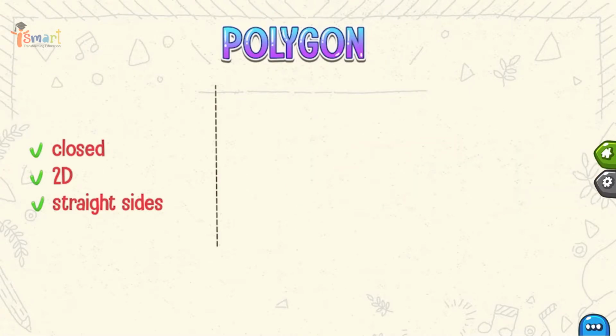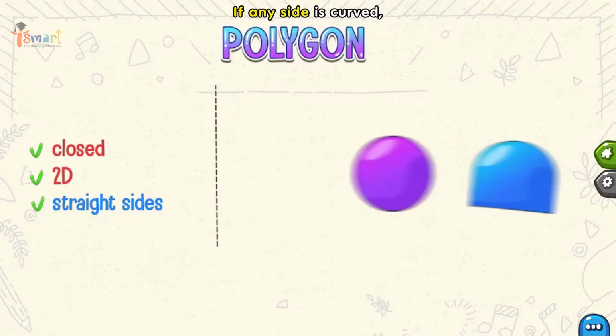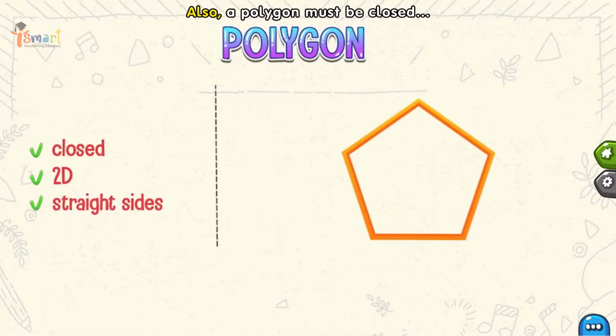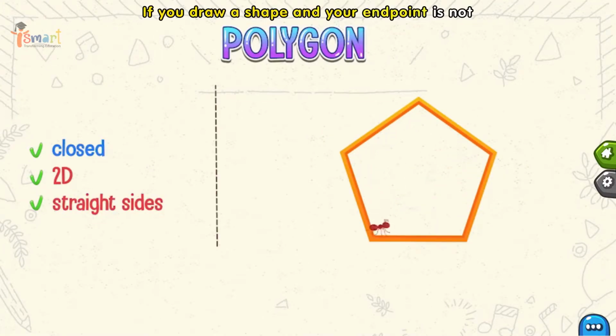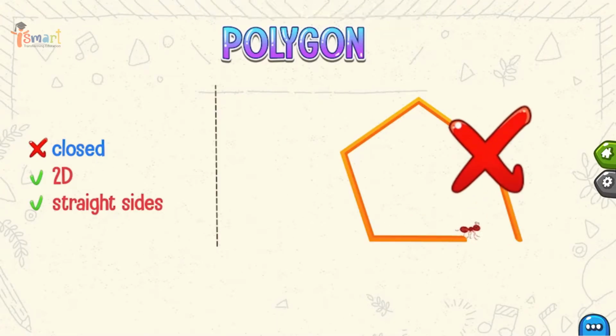By definition, all of a polygon's sides must be straight. If any side is curved, then it's no longer a polygon. Also, a polygon must be closed. If you draw a shape and your endpoint is not the same as your starting point, then you don't have a polygon.